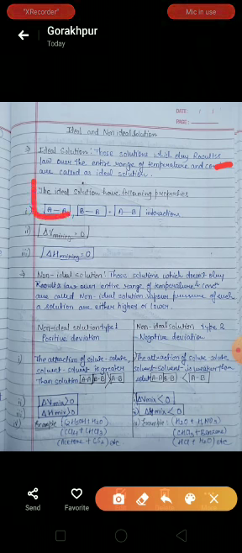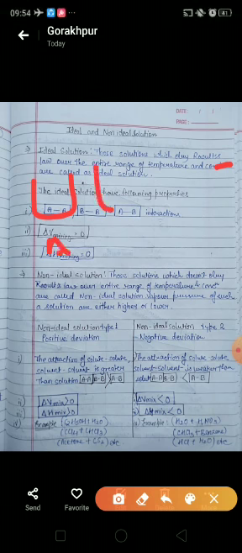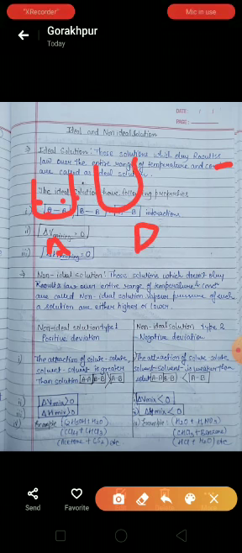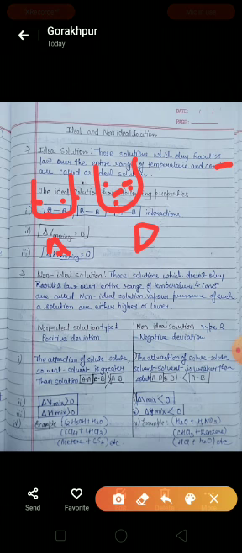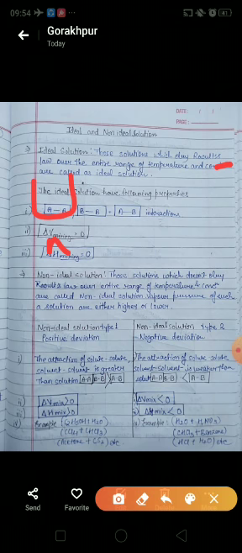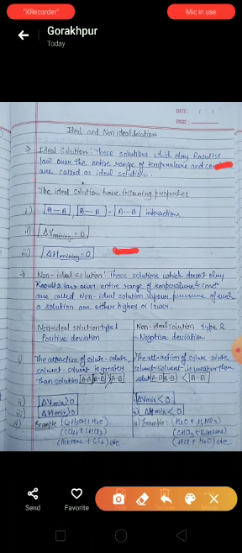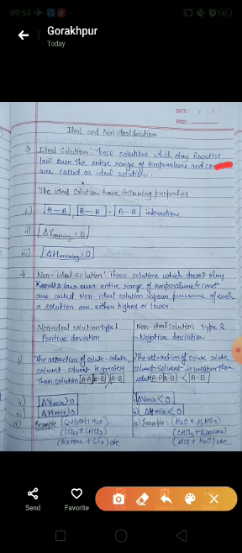Suppose there are two components, component A and component B. When we are mixing these two components, generally there is a change in enthalpy, that is, maybe heat is absorbed or heat is released. But for ideal solutions, heat is neither absorbed nor released, that is, delta H mixing is equal to 0. So this is all about ideal solutions.